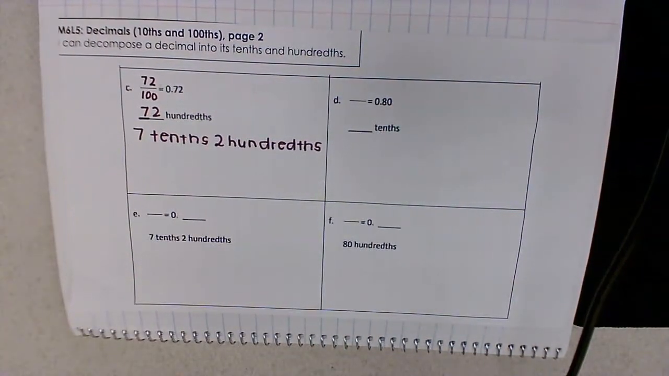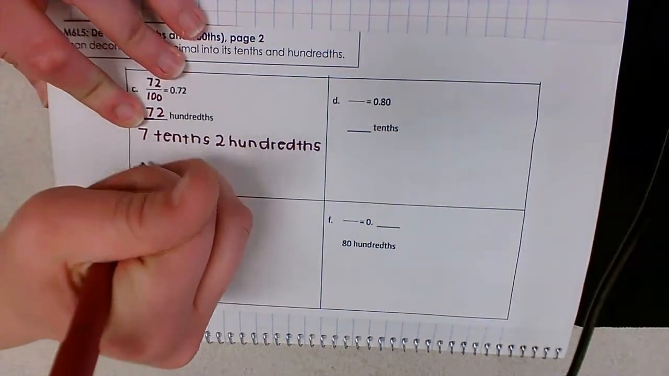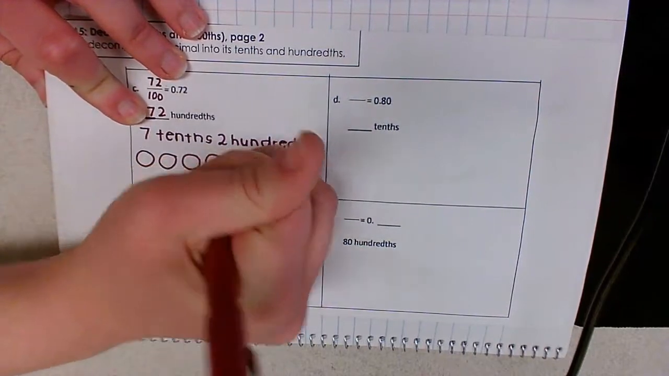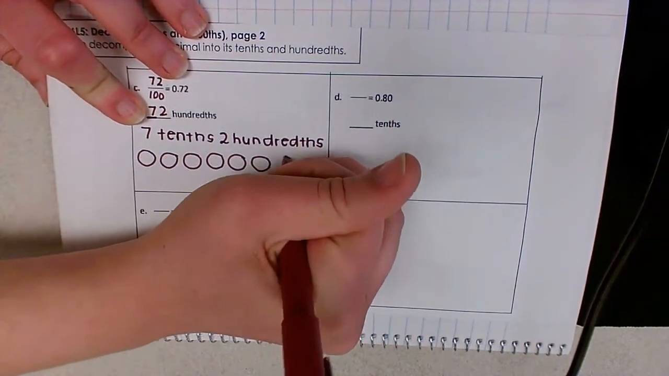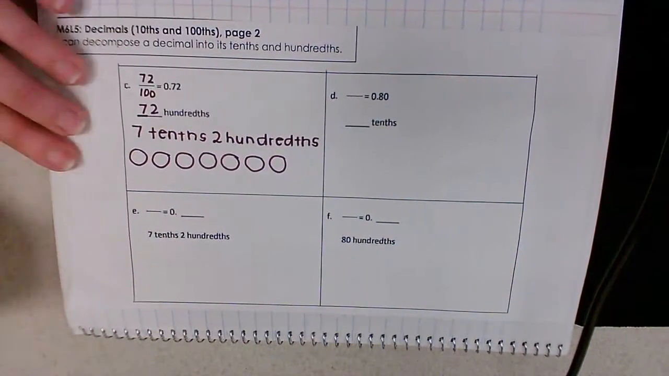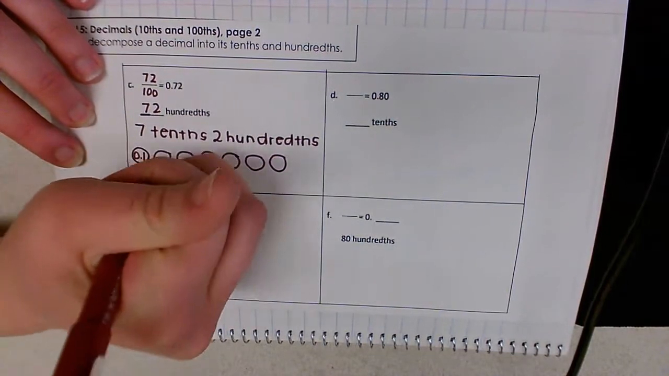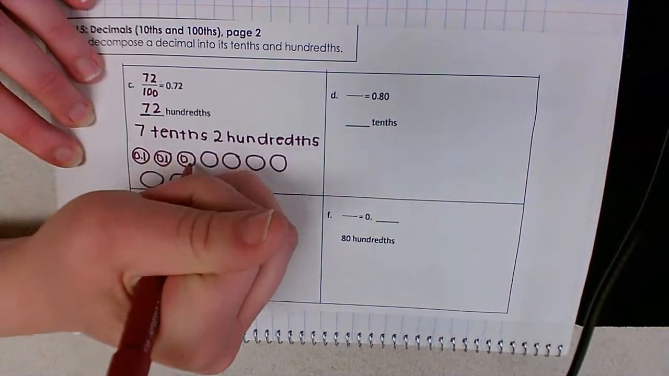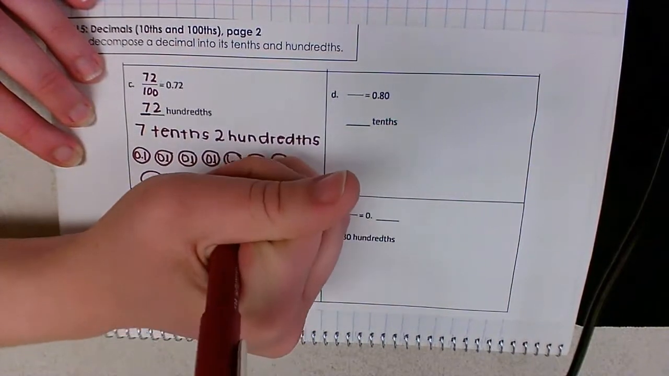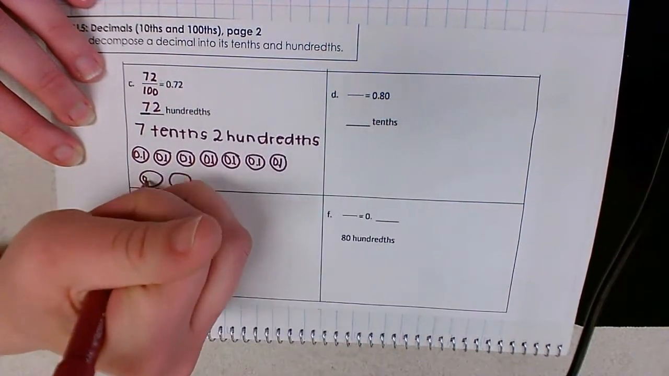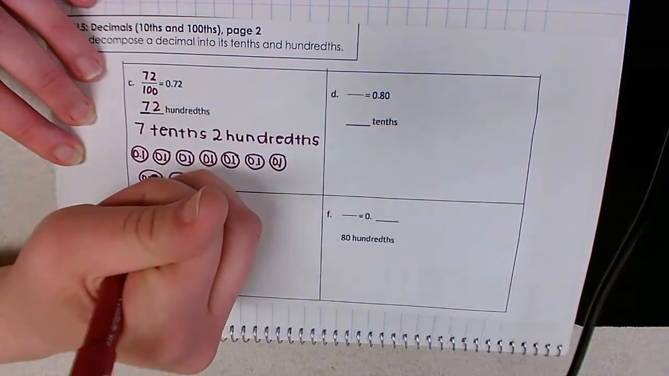So instead of wasting my time drawing 72 discs that represent our 72 hundredths, I can instead just draw 7 tenths discs. 1, 2, 3, 4, 5, 6, 7, and 2 hundredths discs. 1, 2. I want to be sure to label them so I can tell the difference between the values of these 2 different types of discs I have. Oops.